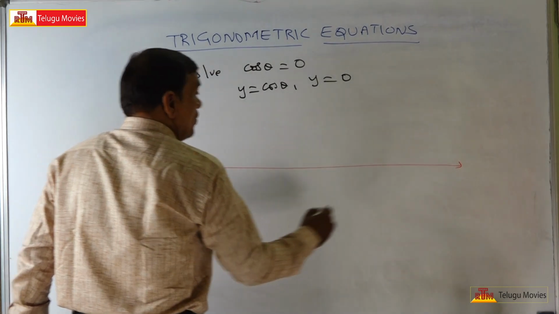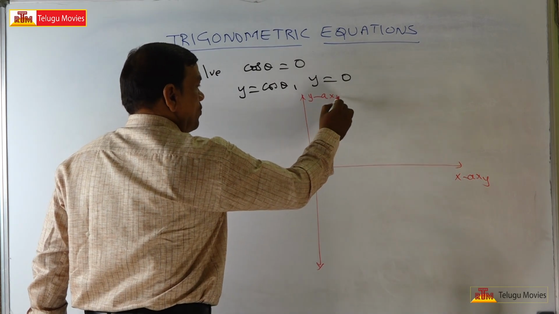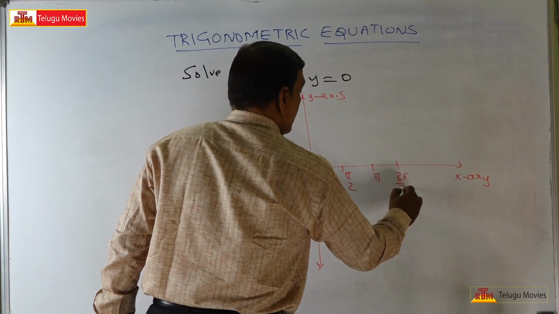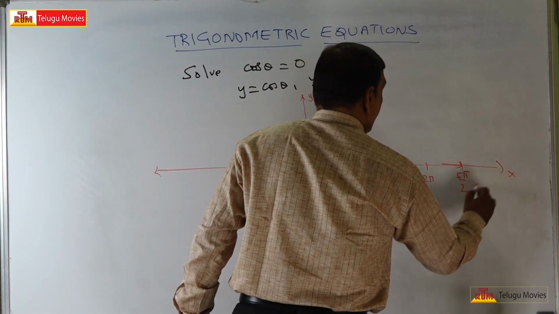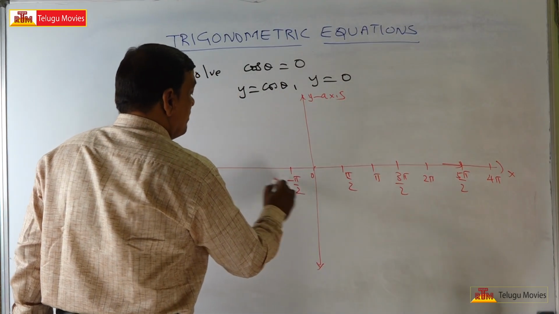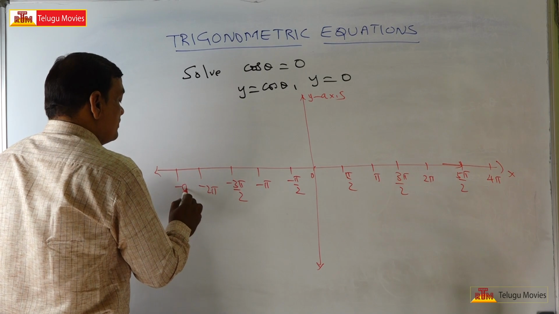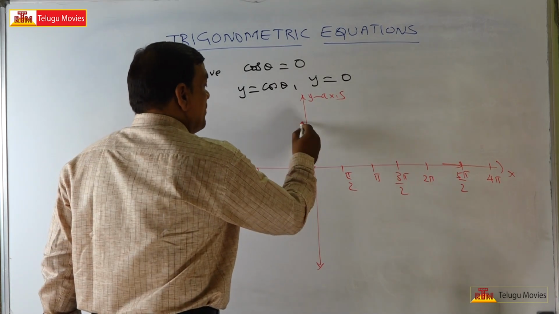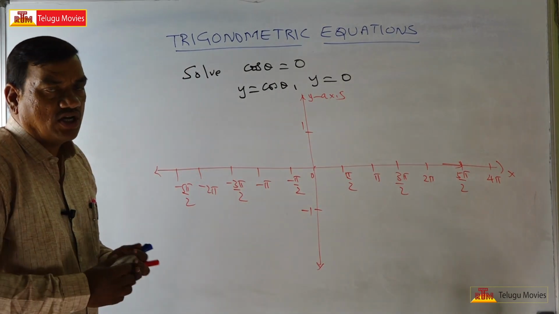So this is the x-axis and this is the y-axis. This is 0, this is pi by 2, this is pi, this is 3 pi by 2, this is 2 pi, and this is 5 pi by 2, and this is 3 pi, 4 pi, it goes on. Coming to the negative direction, this is minus pi by 2, this is minus pi, minus 3 pi by 2, minus 2 pi, minus 5 pi by 2, minus 3 pi, it goes on. Now you know that the maximum value of cos theta is 1 and the minimum value of cos theta is minus 1.